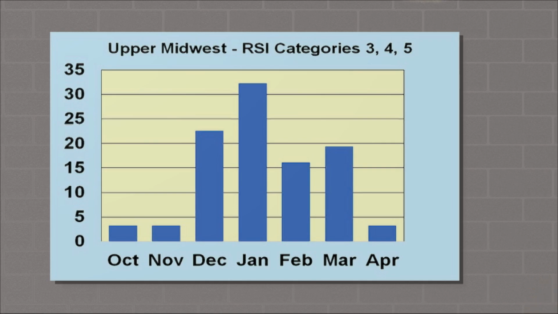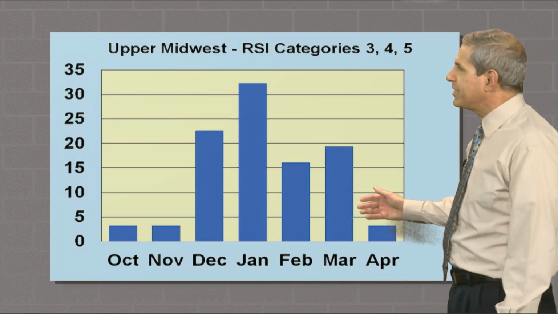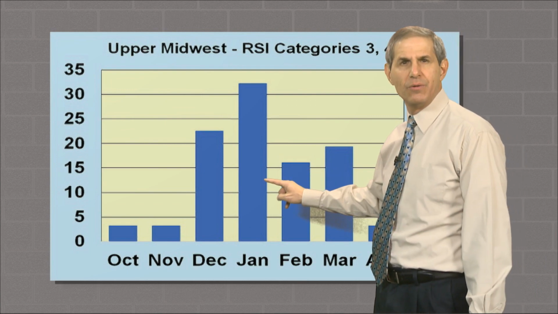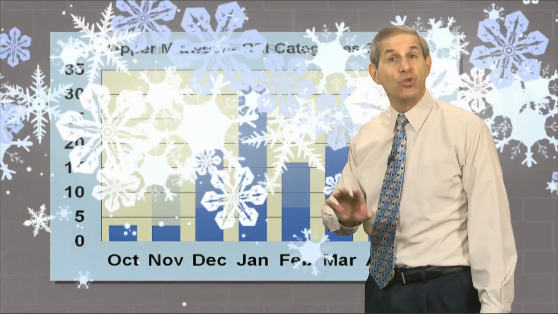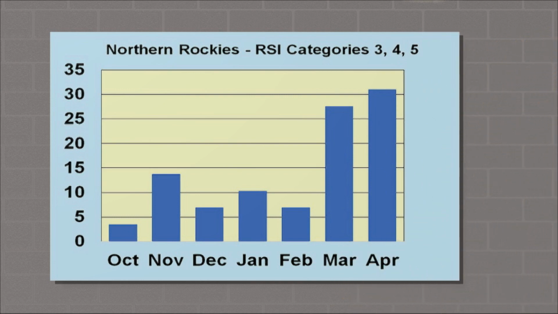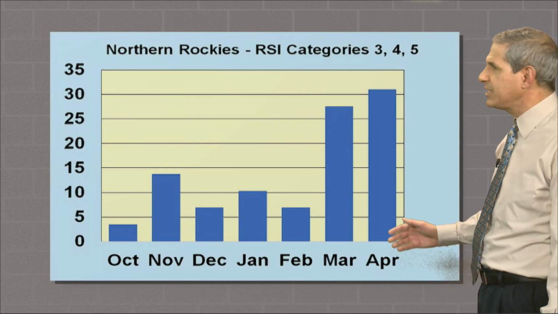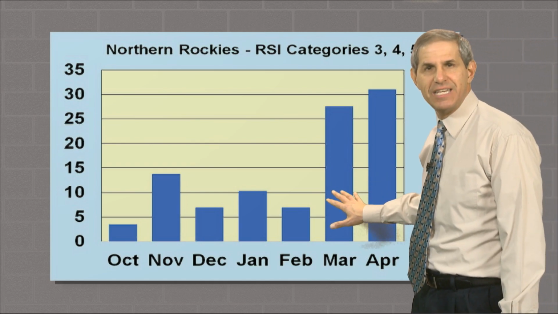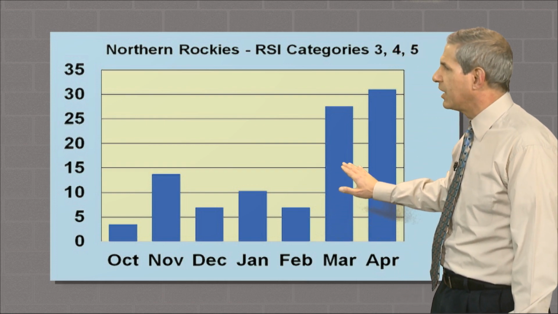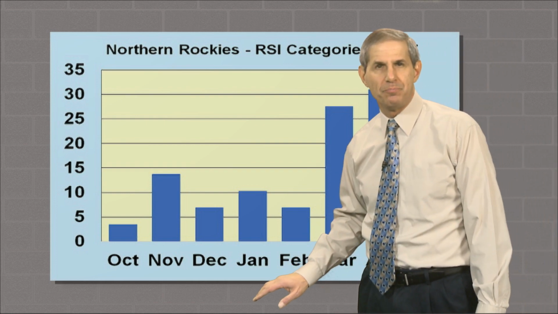For example, in the upper Midwest, now this covers Iowa, Minnesota, Wisconsin, and Michigan, the maximum is in January with December second. While in the northern plains and Rockies, now this is Montana, Wyoming, Nebraska, and the Dakotas, the distribution is very different. There, the maximum is greatly skewed to late in the season, with almost 60% of very disruptive snowstorms occurring in March or April.